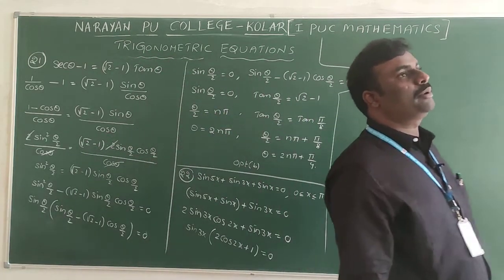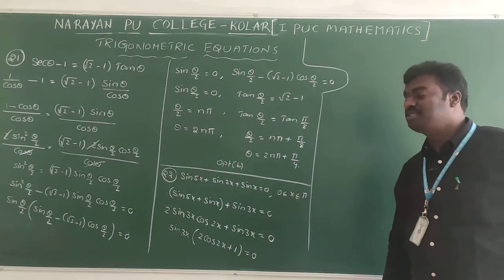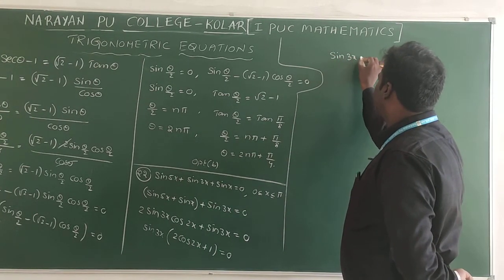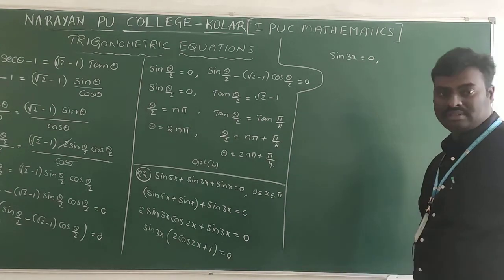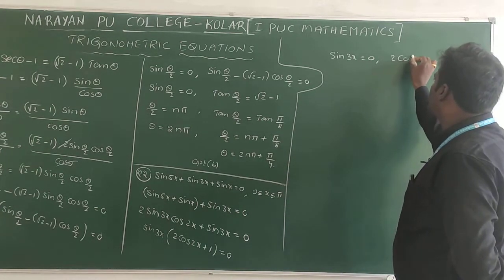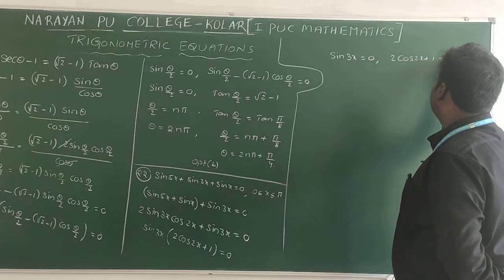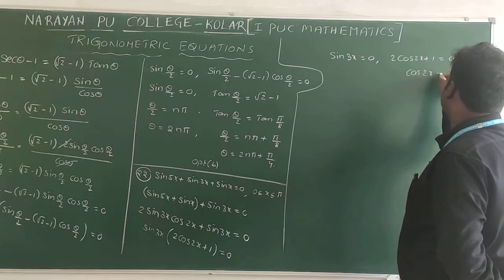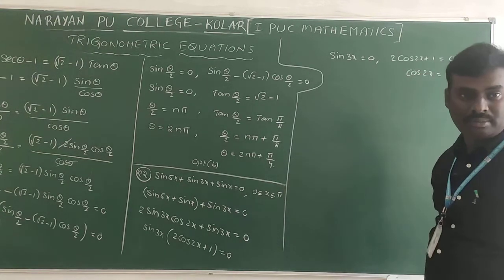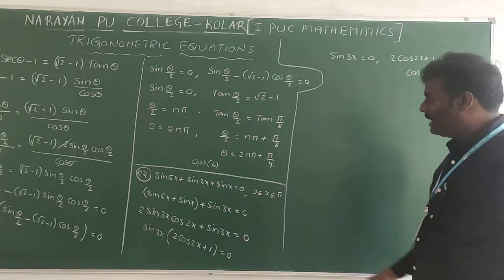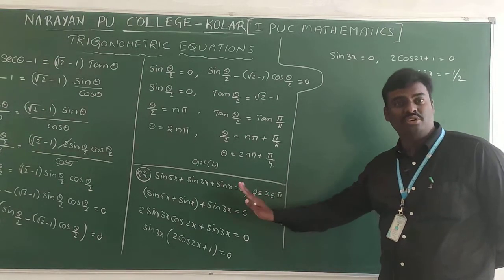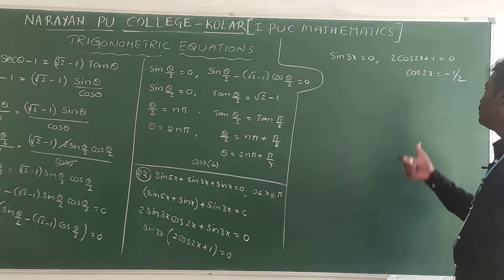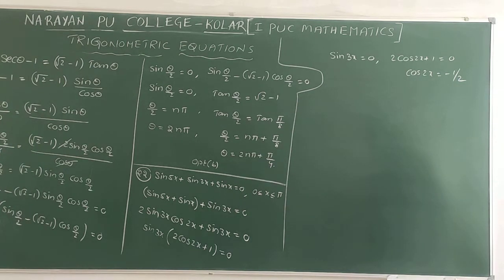Again here the product of two values is 0, either the first one is 0 or the second one is 0. Now here I can write sin 3x is equal to 0. Second one, 2 cos 2x plus 1 is equal to 0. From this we can write cos 2x is equal to minus 1 by 2. But here the x value must compulsorily satisfy 0 to pi. Now for which values will you get sin 3x is equal to 0, and for which values will you get cos 2x is equal to minus 1 by 2?